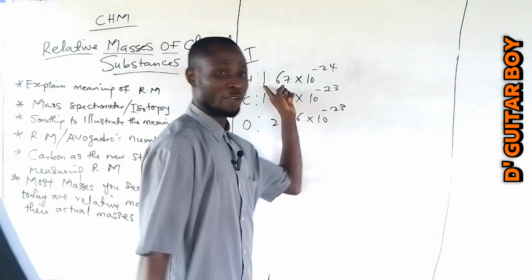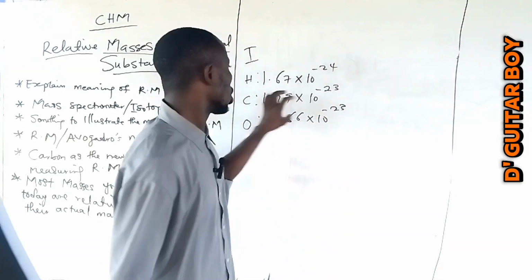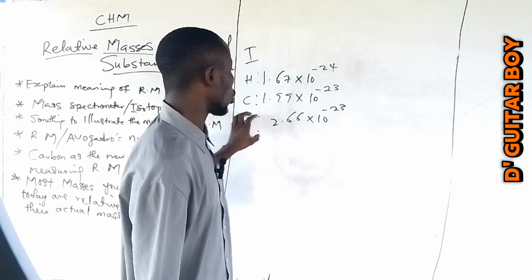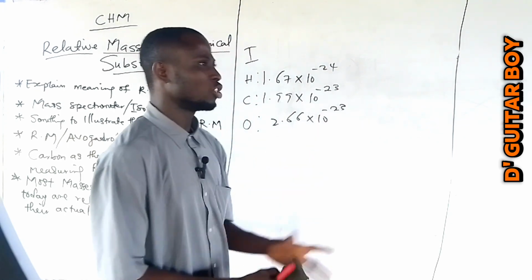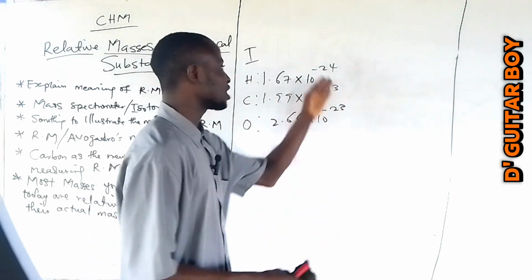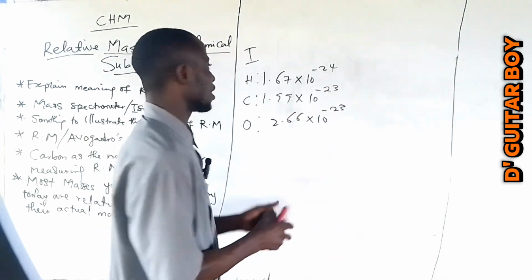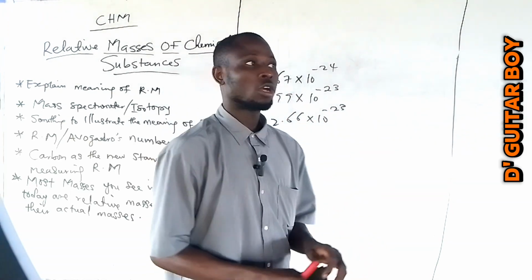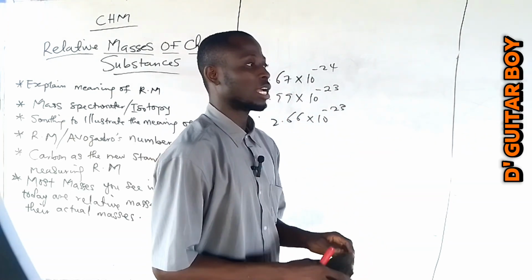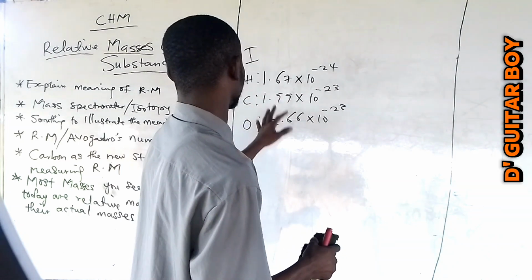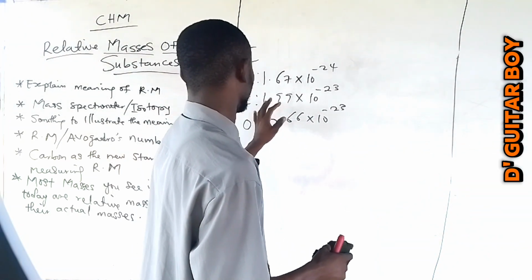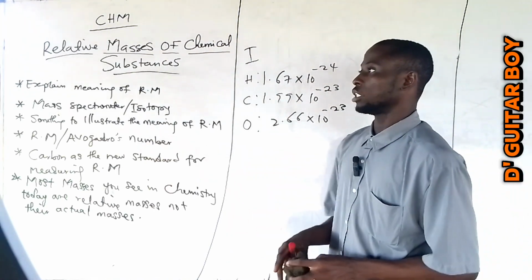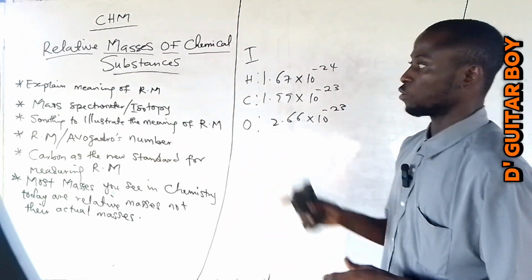That is, 1 atom of hydrogen has the actual mass of this. 1 atom of carbon has the actual mass of this. 1 atom of oxygen has the actual mass of this. As you can see, how small these masses of each unit are. Which instrument would we have used to measure this before the advent of the mass spectrometer?